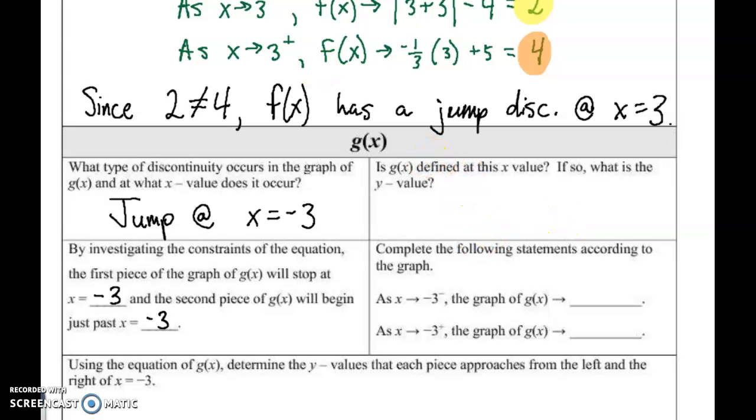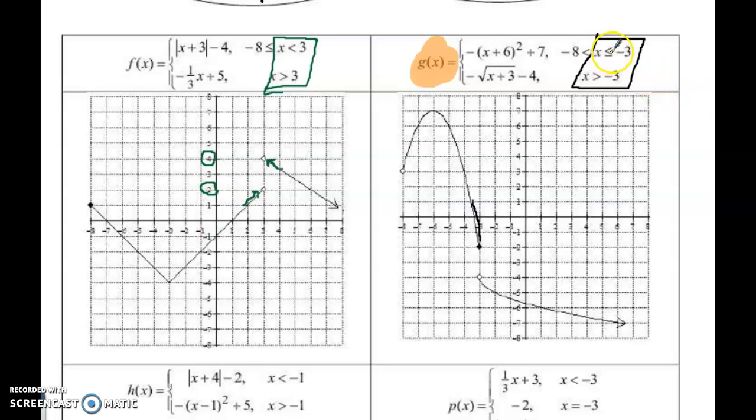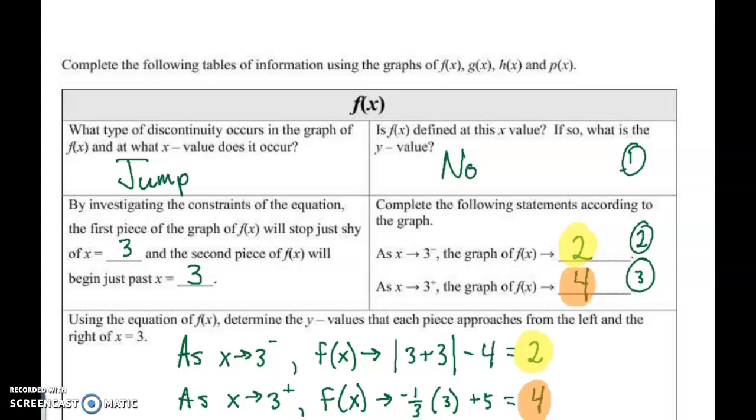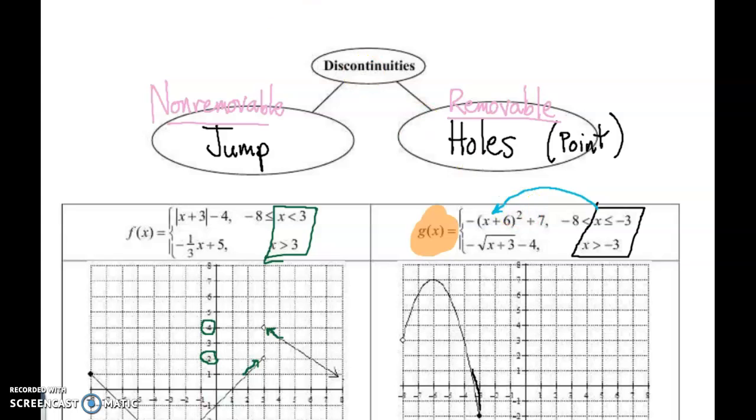Now, what's new about g of x is that it is defined. One of these conditional statements is true because it equals -3. So that's going to tell you to go to the top equation and plug in -3 for that x. So is it defined? Yes. And then you can use that equation: the negative of -3 plus 6 squared plus 7.